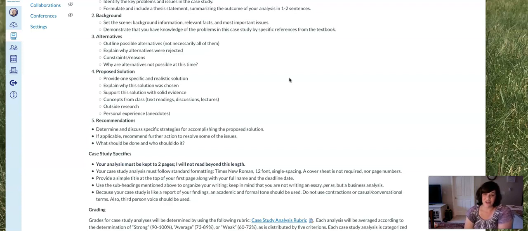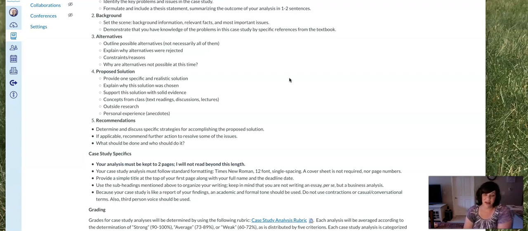Your case study should follow standard formatting. Very simply, have Times New Roman size 12 font. It should be single spaced. A cover sheet is not required, nor do you have to have page numbers because it's only 2 pages.